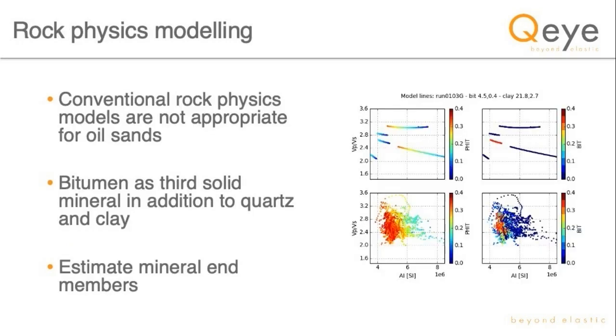And just one point, I said I wouldn't say anything about rock physics modeling. I will just show you this one slide. So one thing we found out here is that the conventional rock physics models were not really appropriate for the oil sands. Instead, bitumen had to be considered as a third solid along with quartz and clay. And using that, we could then estimate the end member minerals in the rock physics modeling.